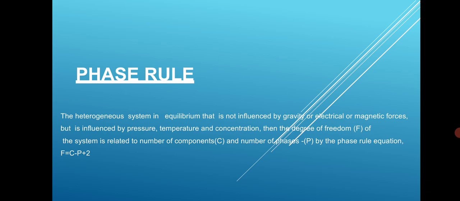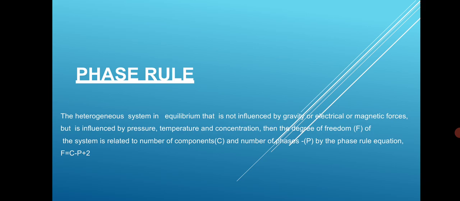Therefore, the number of degrees of freedom of the system is related to the number of components and number of phases. By using the phase rule equation, F = C - P + 2, this is called the phase rule. The equilibrium between any number of phases is mainly influenced by pressure, temperature and concentration only. Here F indicates degree of freedom, C means components, P means phases.